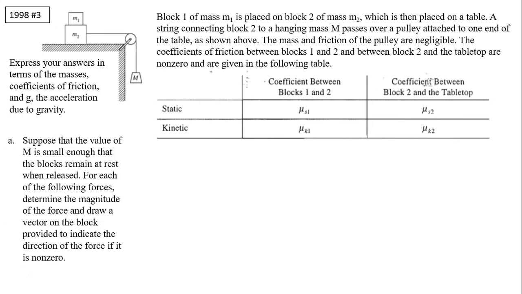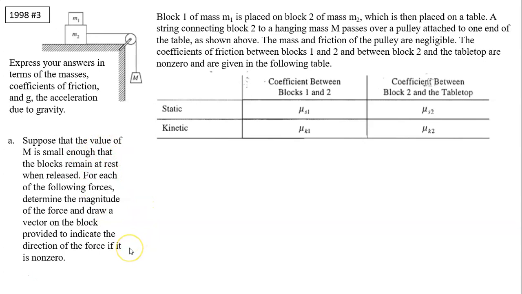Block 1 of mass M1 is placed on block 2 of mass M2, which is then placed on a table. A string connecting block 2 to a hanging mass big M passes over a pulley attached to one end of the table, as shown. The mass and the friction of the pulley are negligible. The coefficients of friction between blocks 1 and 2 and between block 2 and the tabletop are non-zero and are given in the following table for static and kinetic. Express your answers in terms of the masses, coefficients of friction, and g, the acceleration of gravity.